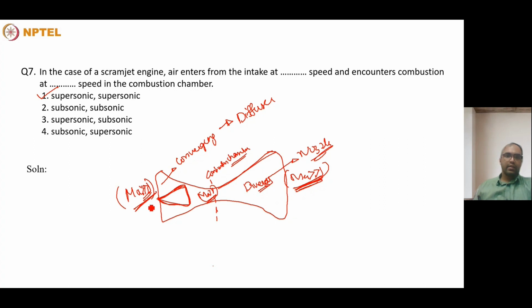So in the case of a scramjet engine, the only difference from a ramjet engine is that at the combustion chamber or the throat, the Mach number will be less than 1 in the case of a ramjet engine, and greater than 1 in the case of a scramjet engine. So everywhere in the scramjet engine, the speed will be supersonic: supersonic at the inlet, supersonic at the combustion chamber, as well as supersonic at the exit.